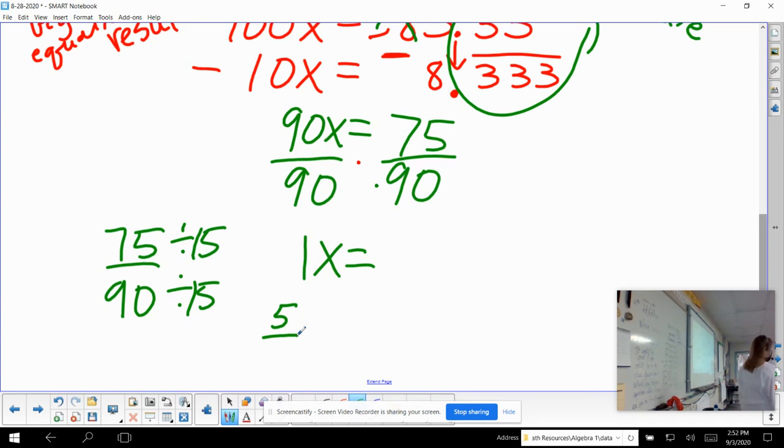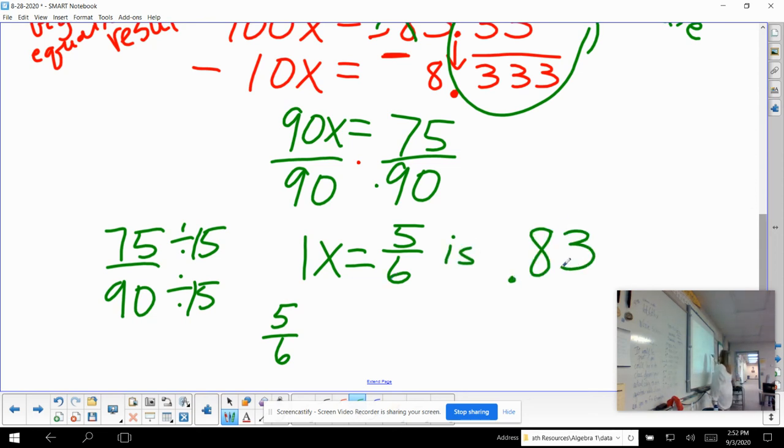Everybody agree with 6? So 5/6 is 0.83 repeating. How fun.